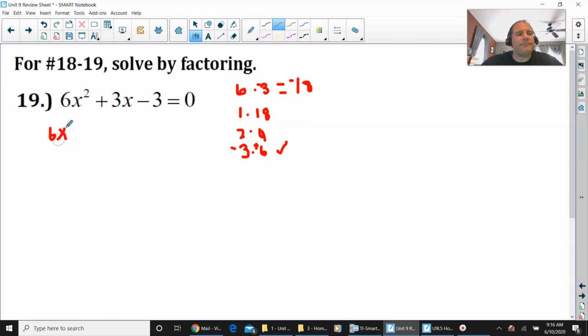All right, so at this point right now, I am just going to copy down the 6x squared. I just bring it down. All right, see this 3x? I'm just going to add the 6x and minus the 3x, using my factors. And you notice 6x minus 3x equals positive 3x. And then I'm just going to bring that minus 3 down.